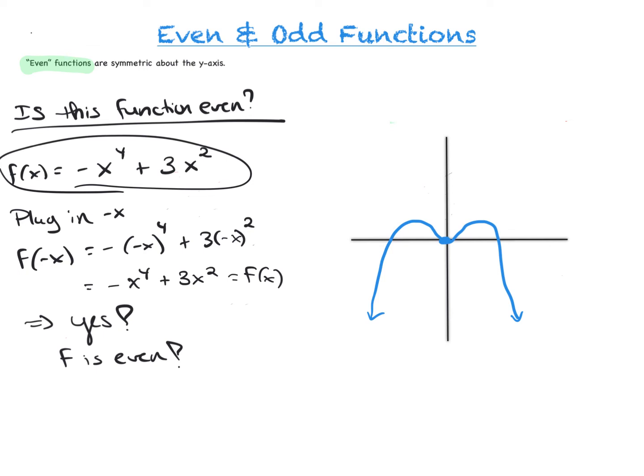Okay, so even functions have the property that when we plug in negative x, the negative part of the x will simplify away and we're left with the original f of x. Let's look at odd functions.